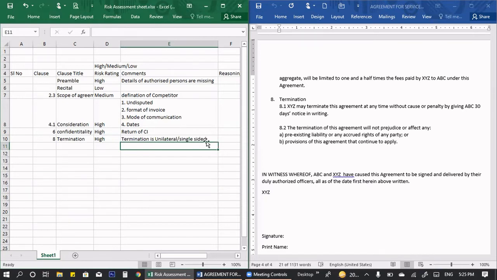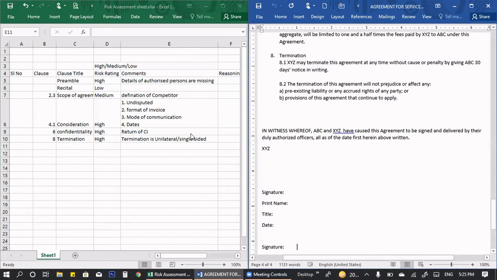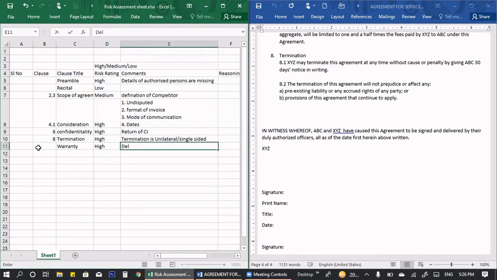Next, the termination of this agreement will not prejudice or affect any provisions. Okay, so now we have reviewed the risk assessment of whatever clauses are there. Here we can find that many clauses are missing. The first clause that we put up is warranty for the services that are provided, because they have mentioned the deliverables, services, and other things. So I'm flagging it as high.